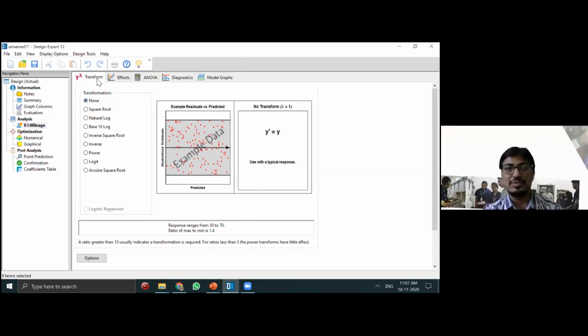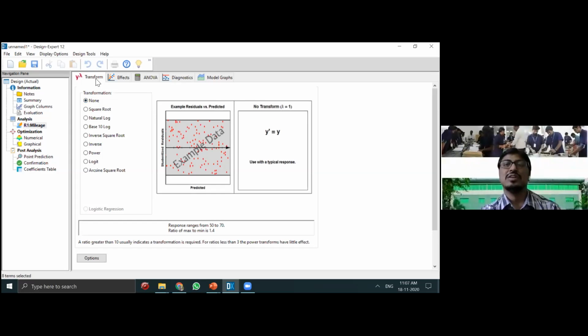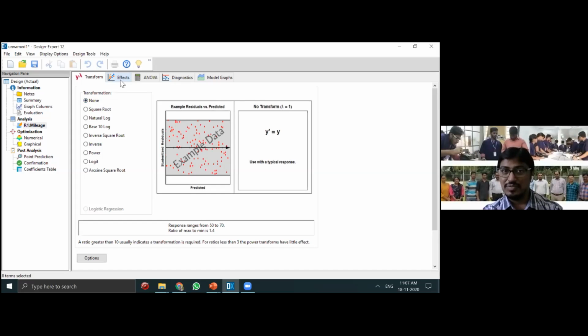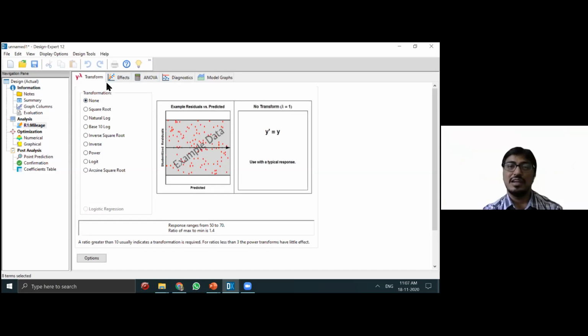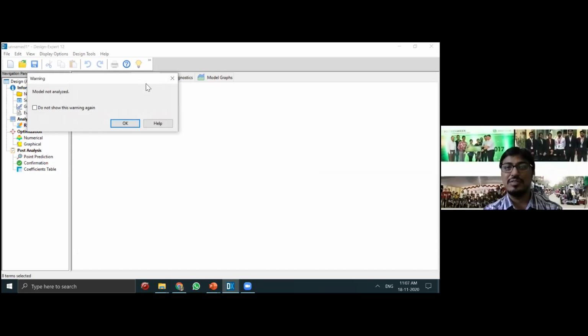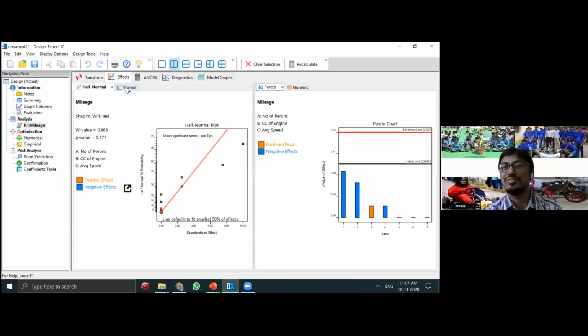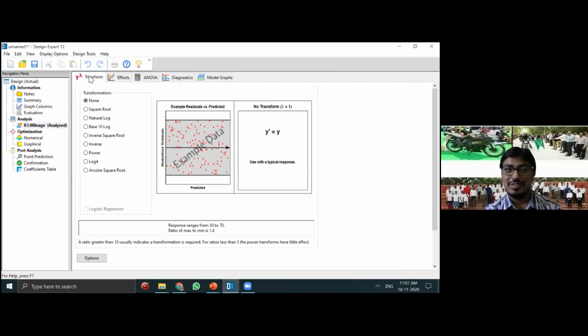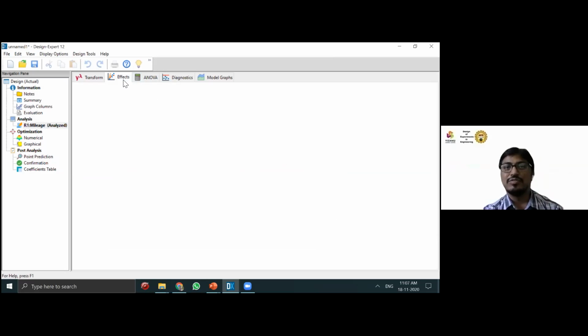Now you have to go sequence-wise, like we do in the steps. After looking at transformation, I need to go for effects. Then in the effects, I need to select the effects I'm looking at. Then I need to go to ANOVA. Otherwise, if you go directly to ANOVA, it says model not analyzed. Once the model is not analyzed, you don't get any ANOVA there. Right? So it is redirecting you to effects. So the first one was transformation. Once I have done transformation, I will go for effects.